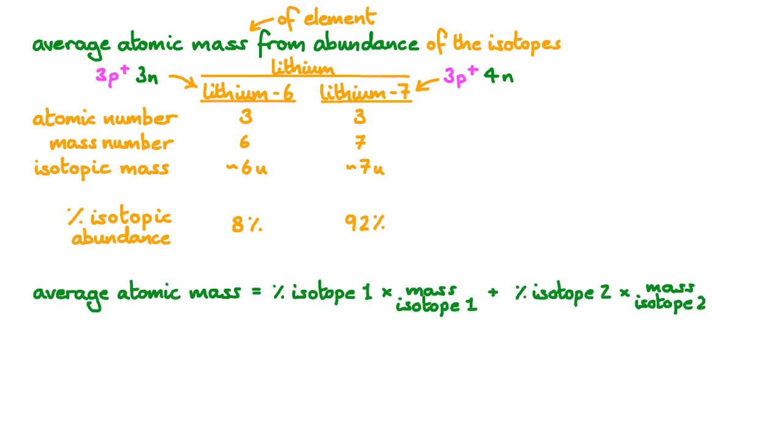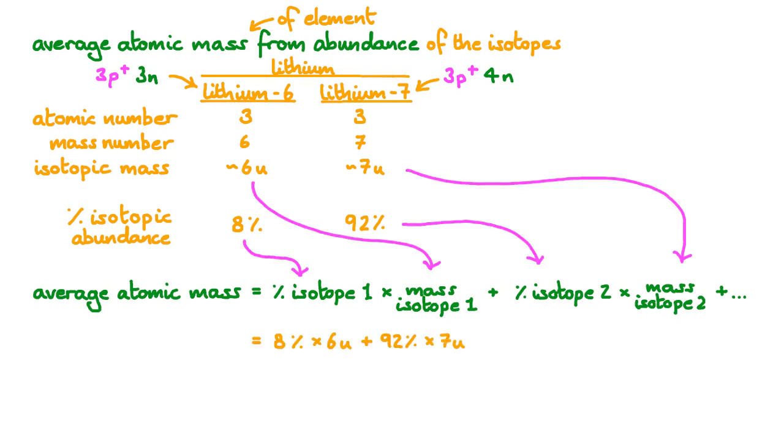For a simple case like this, where we just have 2 abundant isotopes, this is the formula for the average atomic mass. For more complicated cases, we just have to add more terms. This is what we get when we substitute in our terms. Effectively, our average atom is 8% lithium-6 and 92% lithium-7. So we get 0.48 U plus 6.44 U, which is 6.92 unified atomic mass units.